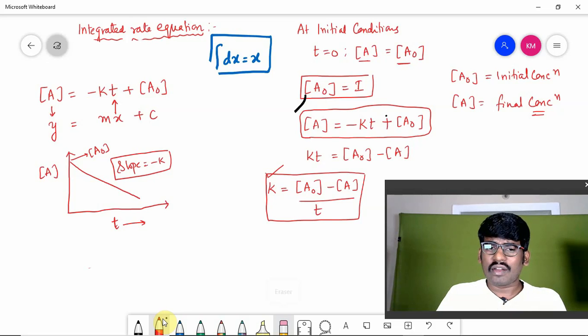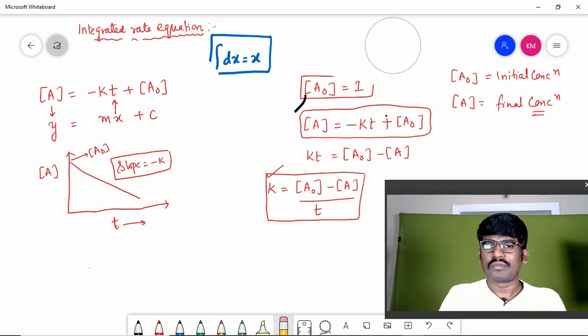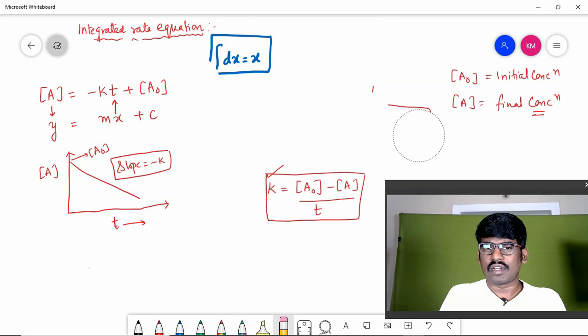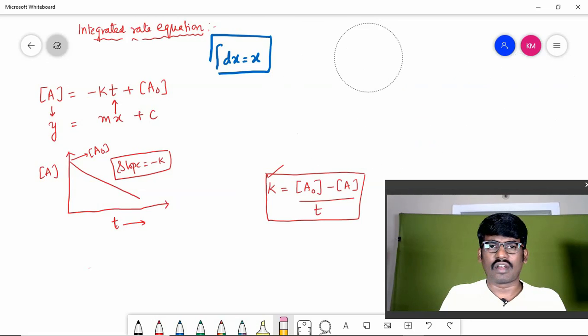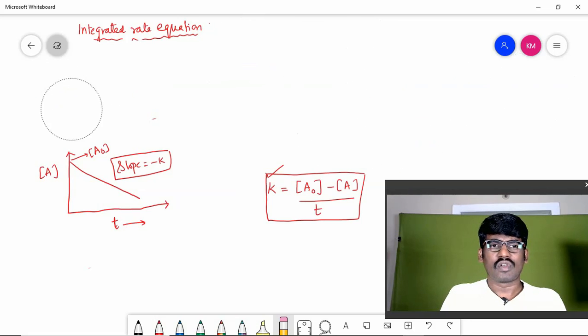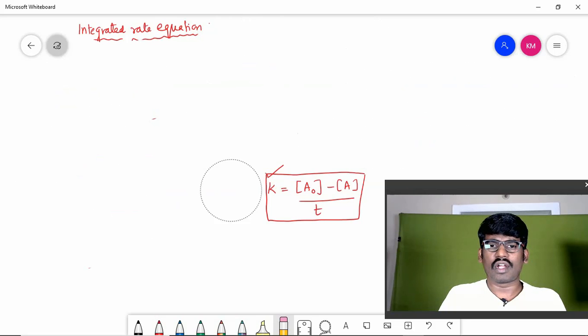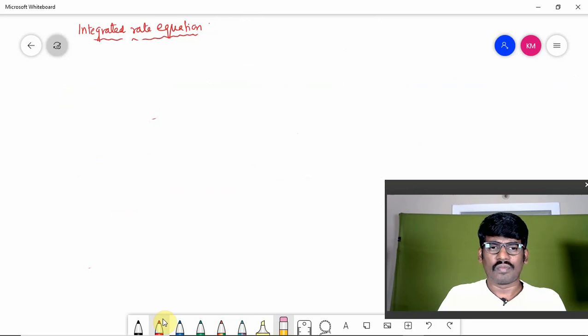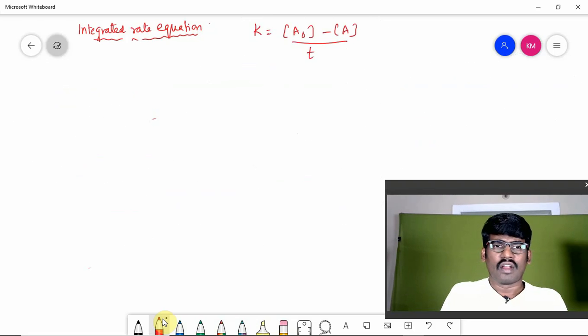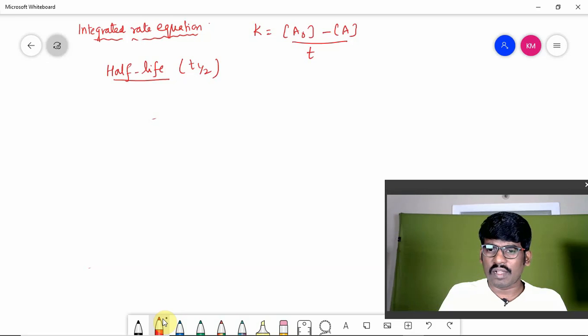And another concept which is related to zero order reaction, that also we will discuss. So what is the final equation we got here, children? K is equal to, what we got? K is equal to A naught minus A upon t. Now we will be discussing another concept, that is half-life. Half-life is indicated by the symbol t half.